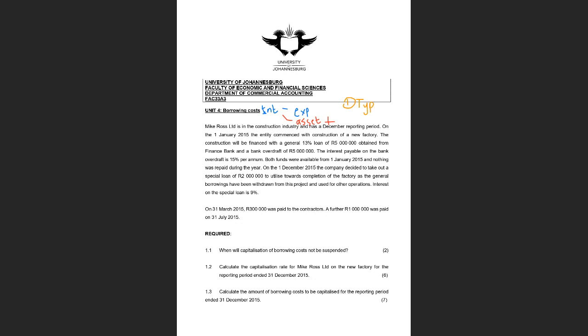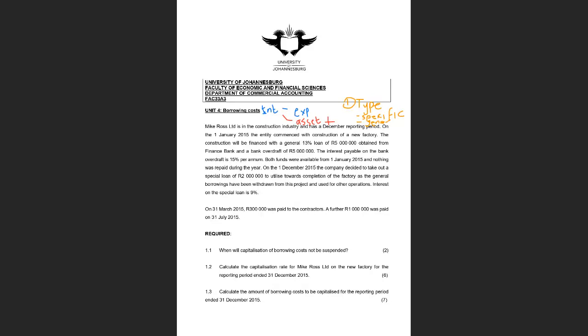You would have learned two types of borrowings. You would have learned that there are specific borrowings, and what is the other one? Does anyone remember from the theory class? General, good. So the other one is general borrowings.